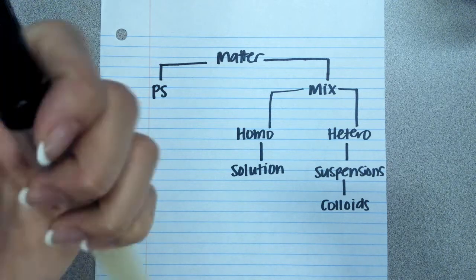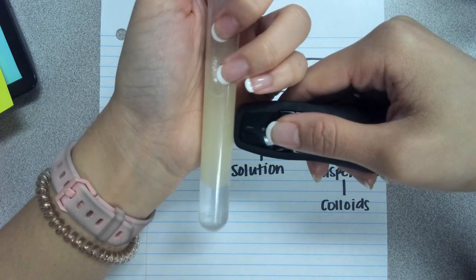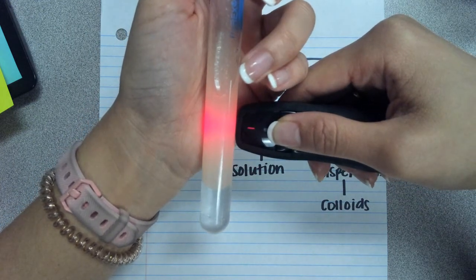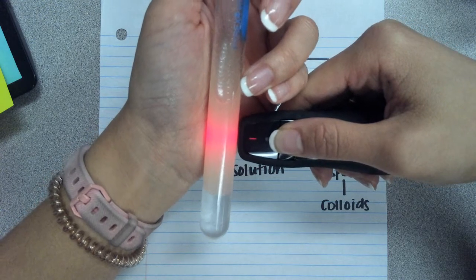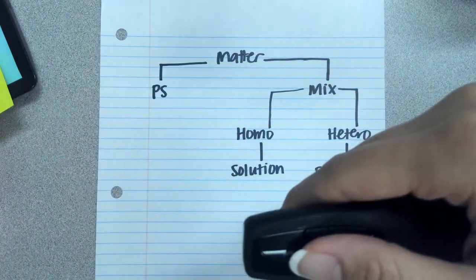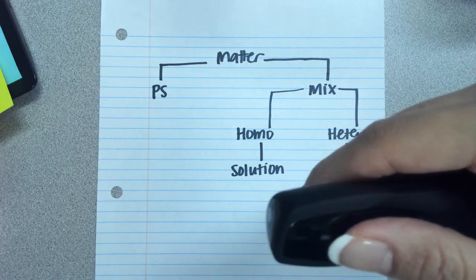And so here's my suspension. I've mixed it up again. When I put the light through, instead of going straight through, you can see it disperses the light. So you can see how it just spreads out that laser. And I'll show you the solution again, just so you have a side-by-side comparison.